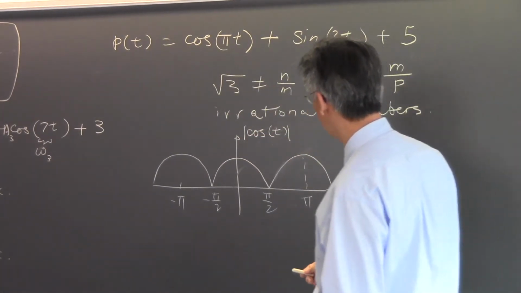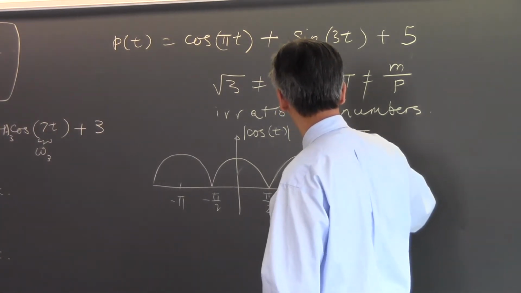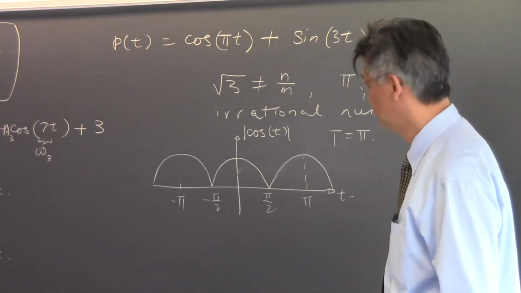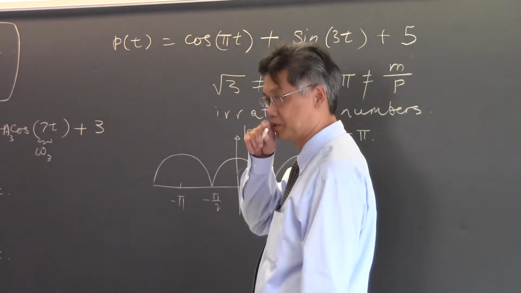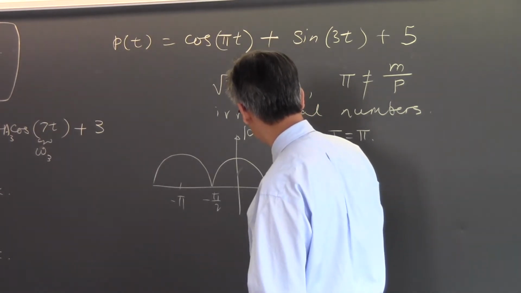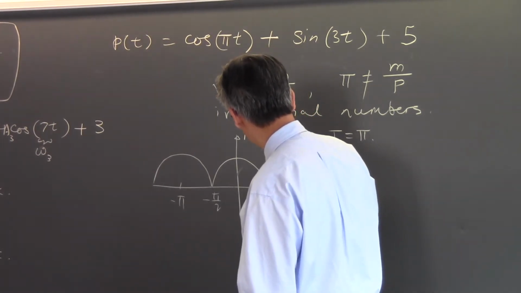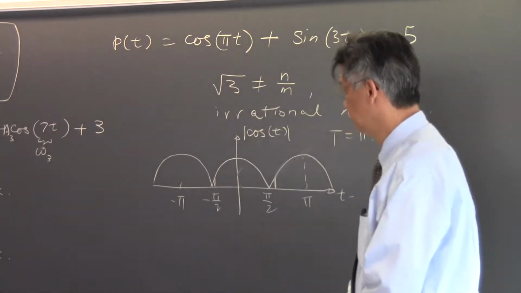And instead of integrating from 0 to pi, where pi is the period of this signal, we can choose to integrate from minus pi over 2 to pi over 2. Why is that so? Because if you look at this part of the signal, it is exactly the same as this part of the signal.